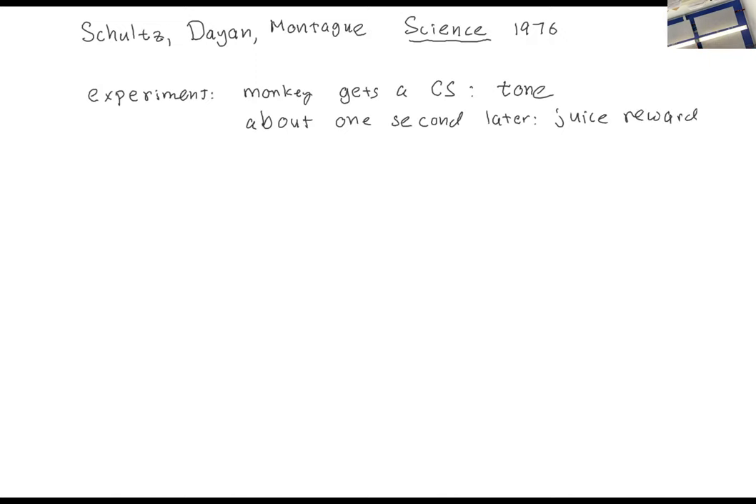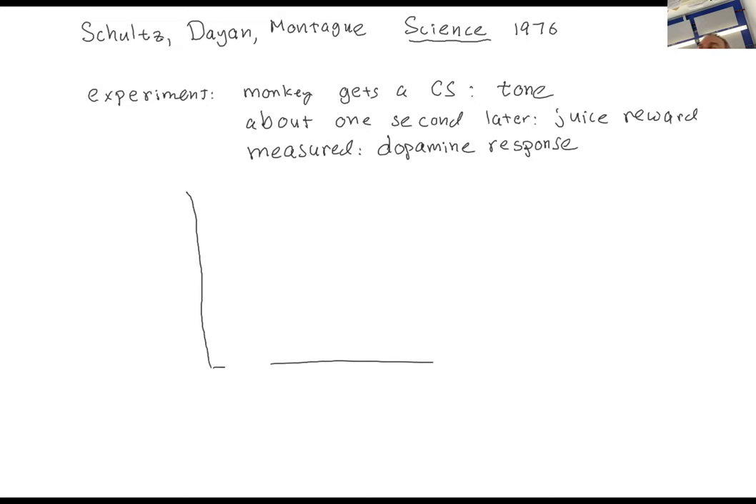And what they looked at, so measured, was the dopamine response. Okay, so simple experiment. What I'm going to show you is the dopamine response versus time. So this is the time of the tone, the CS, and the reward here.